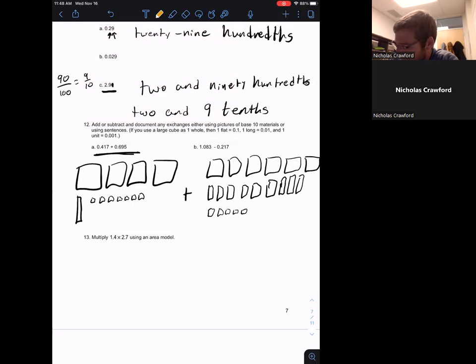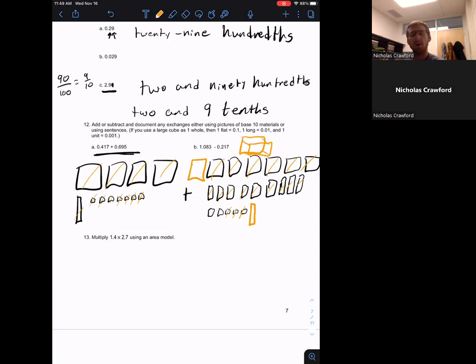So I'll do orange first. So I'm going to take all 7 of these plus 3 of these to get 10. So I'll have 10 of them, and I'm going to exchange them in. So now I have an extra long here. Okay. And now I start counting my longs. I have 1 long, 2, 3, 4, 5, 6, 7, 8, 9, 10. So I have 10 longs, which is going to give me an extra flat here. And then how many flats do I have? 1, 2, 3, 4, 5, 6, 7, 8, 9, 10. So that's going to give me a cube.